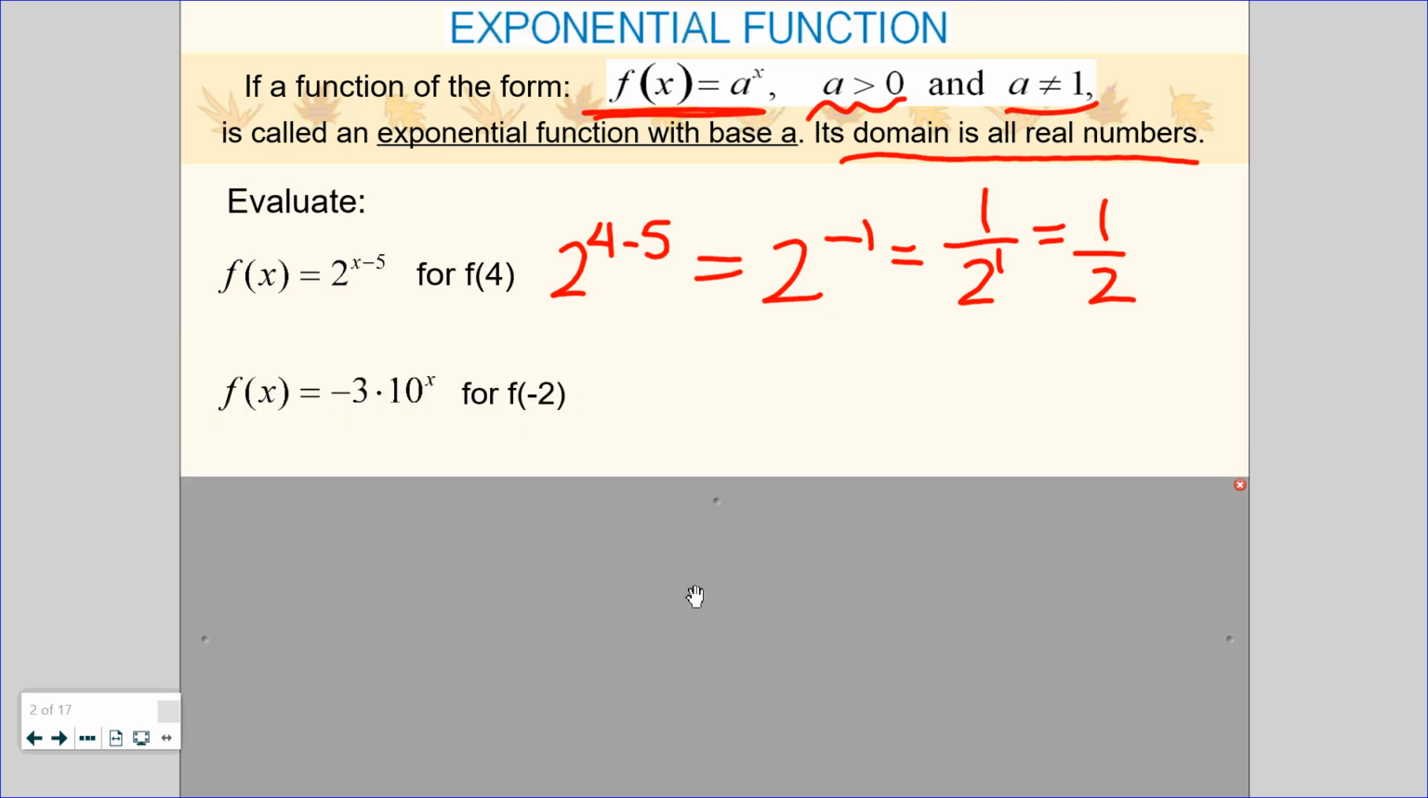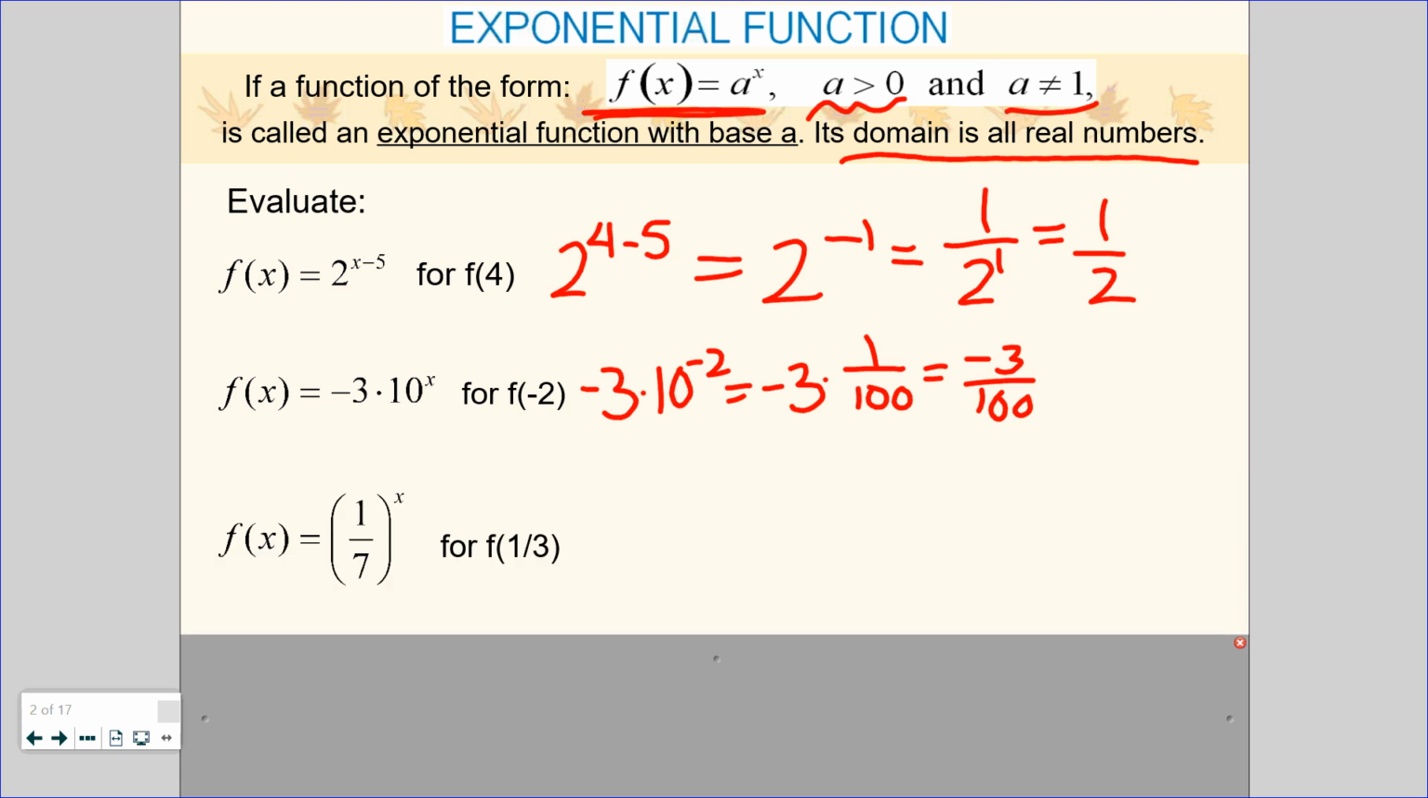Okay, next one, I have negative 3 times 10 to the x power, and we're evaluating it for f of negative 2. So we're just going to plug in that negative 2. Negative 3 times 10 to the negative second equals, what's 10 to the negative second? Right, think of it as 1 over 10 squared. Or if you want to do that all in one step, 10 squared gives me 100. And then negative 3 times 100 is negative 3 100ths, or if you say 0.03, negative 0.03, that's fine as well. It's an exact decimal there.